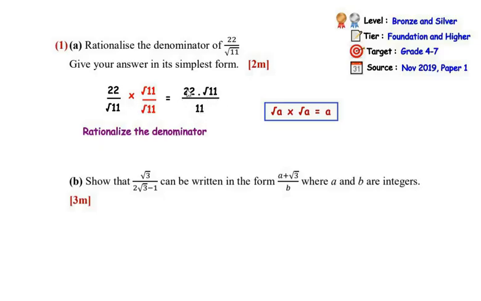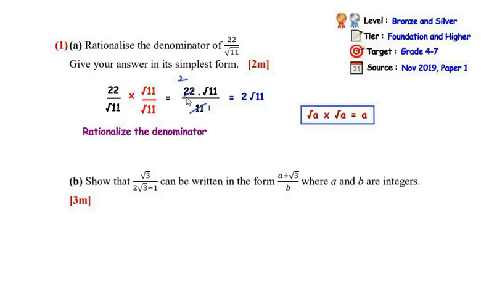Now 11 divides 22, that is 11 one times is 11 and 11 two times is 22. So we get the simplified answer as 2 times square root of 11 divided by 1, or we can just write it as 2 times square root of 11. So this is our answer. Moving on to the B question, which is a silver level question.